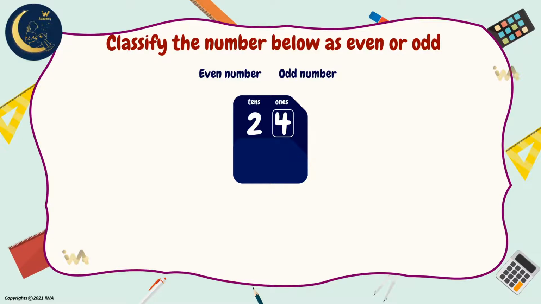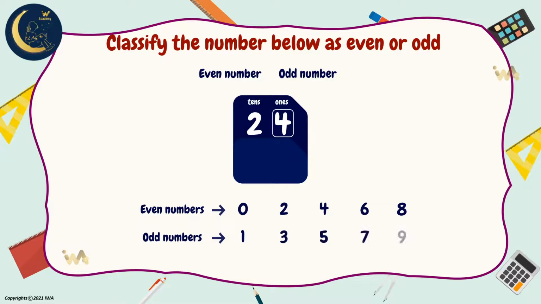Great. So do you remember the even numbers that we discussed earlier? Good job. Say them with me. The even numbers are 0, 2, 4, 6, 8. And now say with me the odd numbers. 1, 3, 5, 7, 9. Now let's look at the ones place for this number. In order to classify it as even or odd, the number in the ones place is 4. And 4 is an even number, so 24 is an even number. Great work!